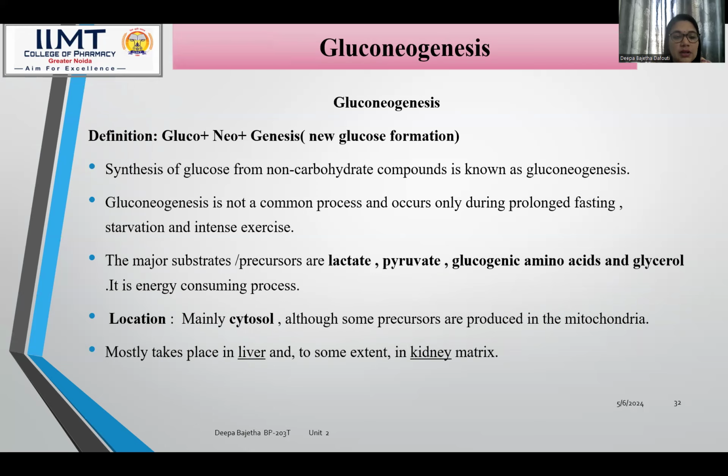The major precursors are lactate, pyruvate, glucogenic amino acids, and glycerol. It is an energy consuming process. Location is mainly the cytosol, although some precursors are produced in mitochondria. It takes place mostly in the liver and to some extent in the kidney matrix.